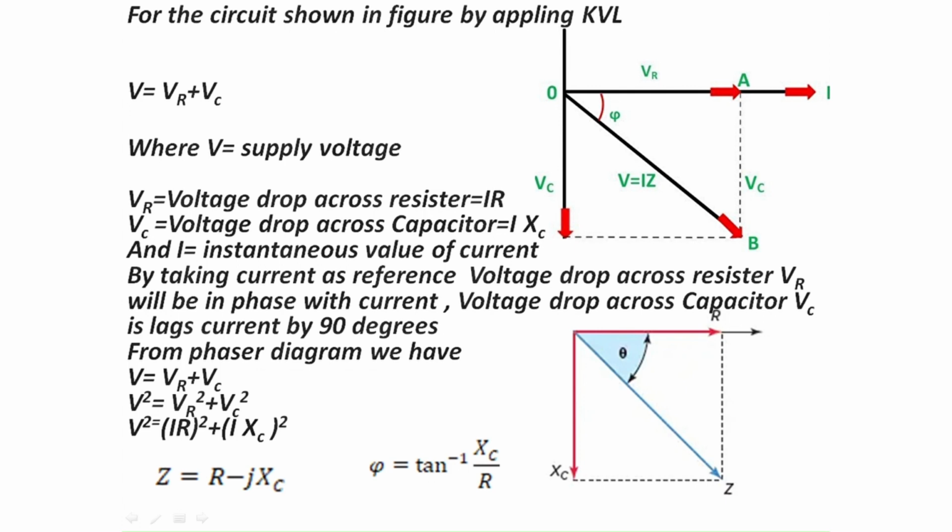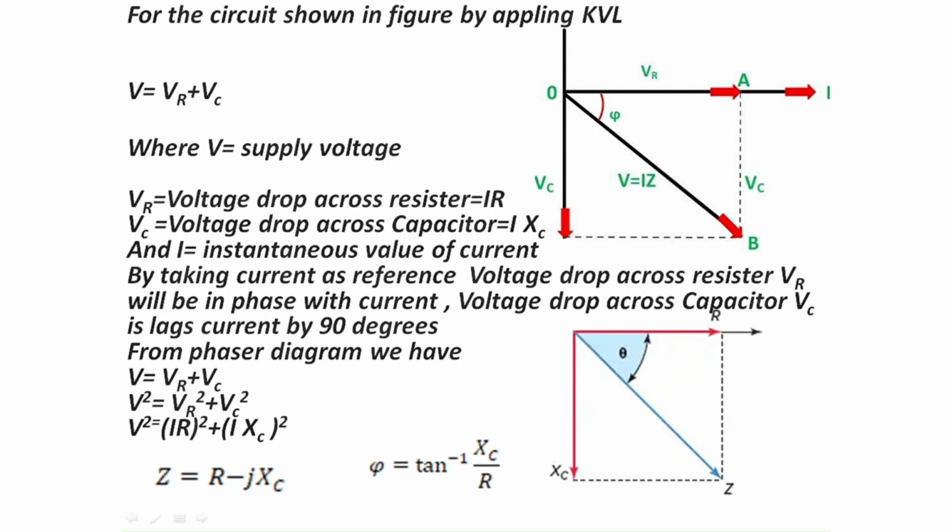So V square equals VR square plus VC square. Therefore, V square equals (IR) whole square plus (I XC) whole square. You can write V equals I into Z, where Z equals under root of R square plus XC square. Now, Z we can write as Z equals R minus jXC. This is in complex form, which is called rectangular form.